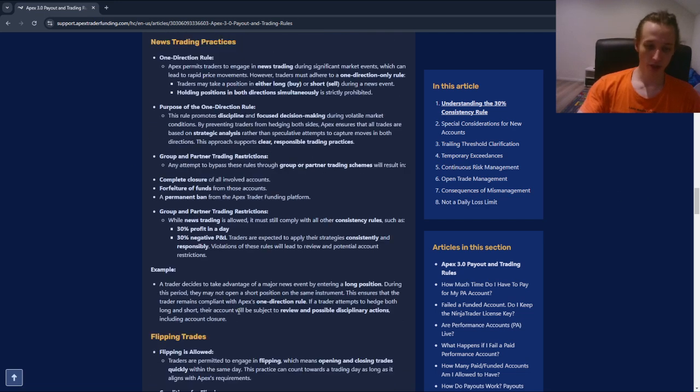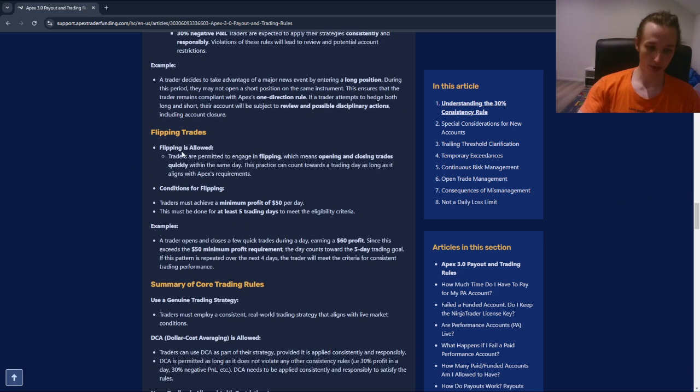The rest you can read, but there is the flipping of trades. Flipping is allowed. That's good to know. Traders are permitted to engage in flipping, which means opening positions and closing trades quickly within the same day, such as you go long one contract and 1 second later you just close it. That's flipping. This practice can count towards a trading day as long as it aligns with Apex requirements.